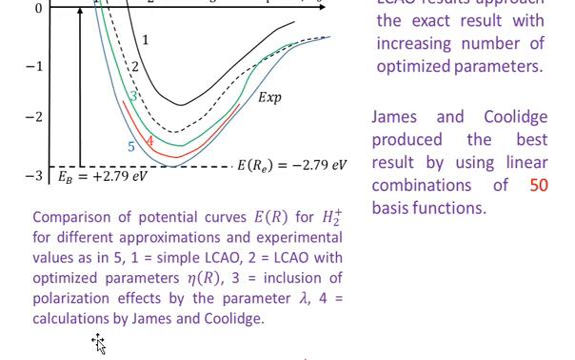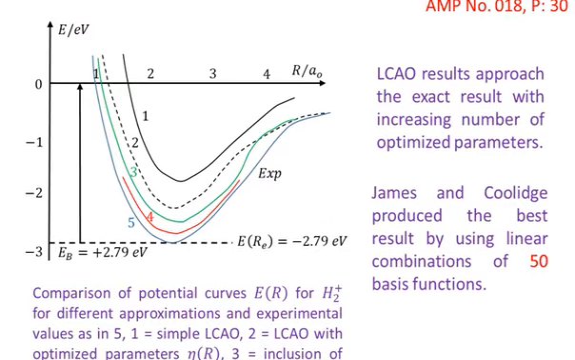Number 4 is the calculation by James and Coolidge. James and Coolidge also carried out some calculations, and their results are shown in the curve given in 4 and shown in red. That is, the James and Coolidge contribution will be discussed later. And number 5 is the experimentally obtained data. So you can compare these results to see which one is closer.